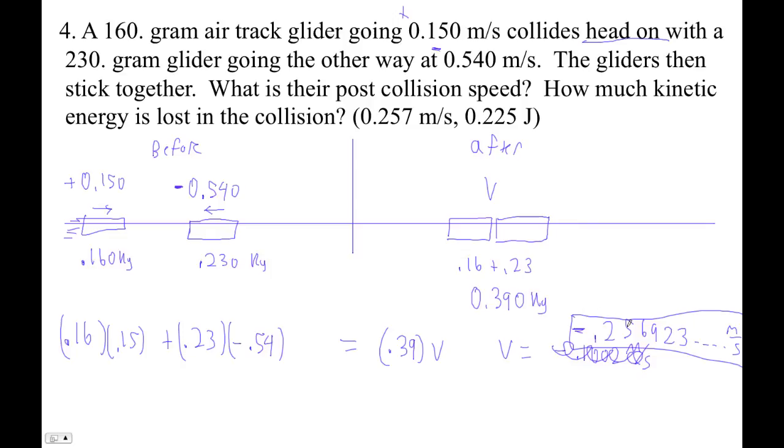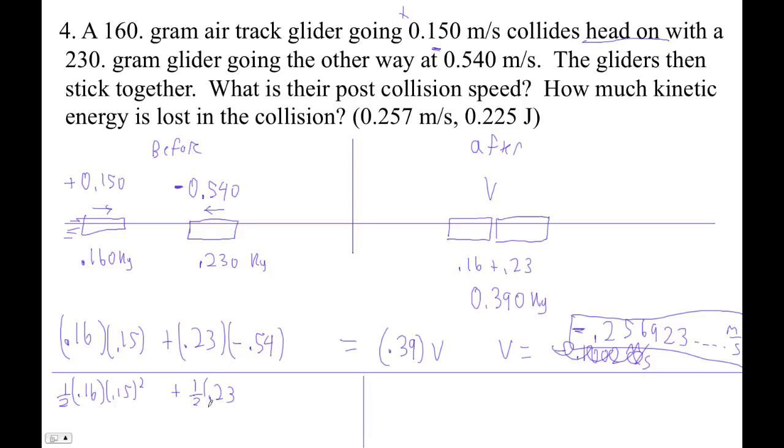Okay, so now I've got the velocity, right? And then it says how much energy is lost in the collision, so let's figure out the energy. Okay. So total energy before is 1/2 0.16 times 0.15 squared plus 1/2 0.23 times 0.54 squared. And don't you put that minus sign in there, it'll mess you up, okay? So I'm going to go 0.5 times 0.16 times 0.15 squared plus 0.5 times 0.23 times 0.54 squared.